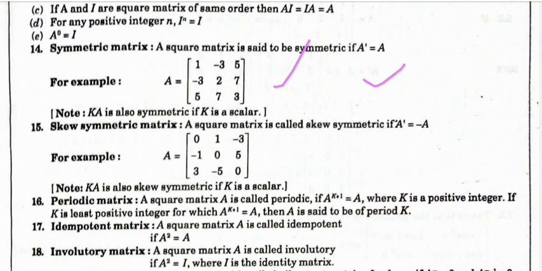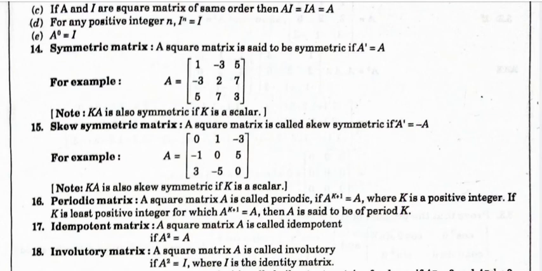A square matrix is called skew symmetric if the transpose of A is equal to minus A. For example, the matrix given here is your skew symmetric matrix. Now the notable point is that kA is also a skew symmetric matrix if k is a scalar. Now the next type of matrix is the periodic matrix.